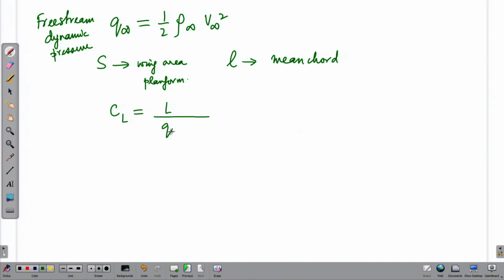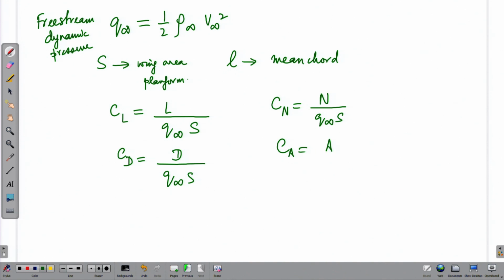So, lift coefficient will be defined as L by q infinity S, drag coefficient as D by q infinity S, normal force as N by q infinity S, similarly axial. We have to be careful about moment, because moment has to be non-dimensionalized by including an additional length element here, because the forces have been multiplied by appropriate length scales in order to generate the moments.